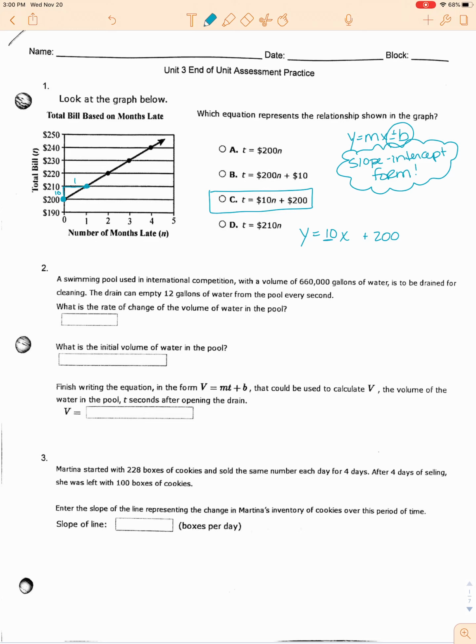Number 2, a swimming pool used in international competition with a volume of 660,000 gallons of water is to be drained for cleaning. The drain can empty 12 gallons of water from the pool every second. So that every second should be sticking out at you. Each second, every second, per second. Whenever we hear that, there's a certain word that should come to mind. So take a second, pause the video.